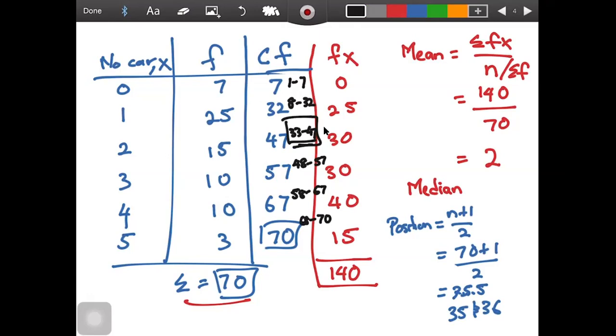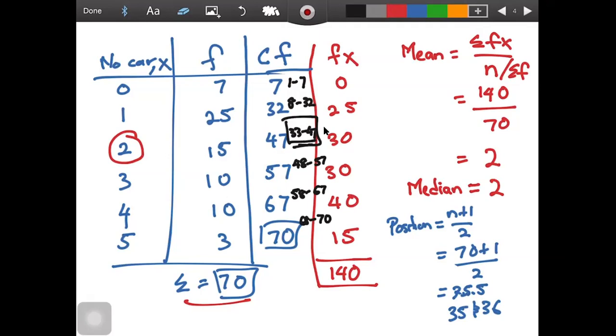So the median will be 2. Okay, the median will be 2. Do not answer 47 or 15. That is the frequency and cumulative frequency. Median should be from the data. So the mean here cannot be more than 5, because it is 5, the largest number. Okay, this is how we calculate our mean and identify our median.